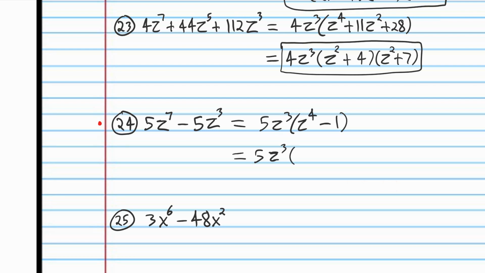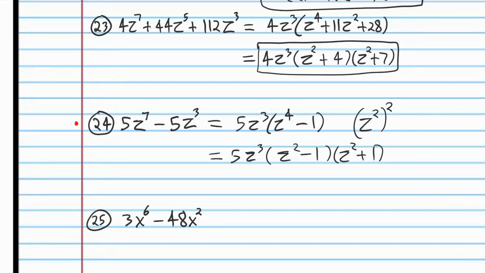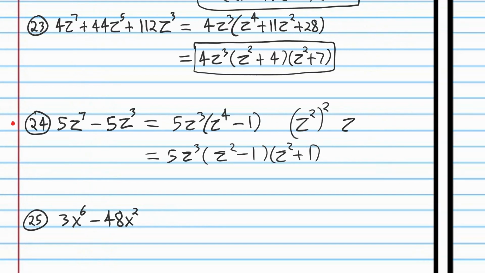But it's just going to be z squared and z squared again. And we have the difference of two squares, so it's just what number times itself equals 1. And of course that would just be 1. So again, it's a difference of two squares because z squared squared is just z squared times z squared, which is z to the 4th. All right?